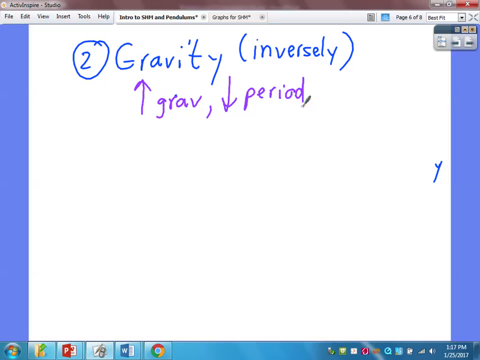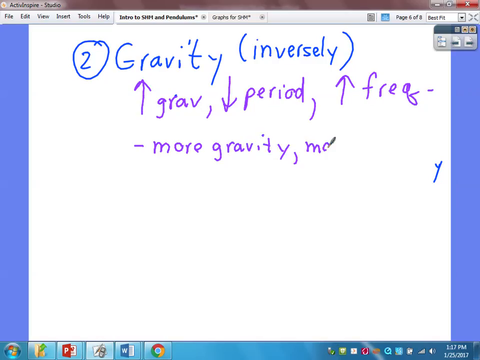So increase gravity means faster pendulum, decrease period, increase frequency. So while length is directly related, gravity is inversely related. I want more gravity. More gravity, more acceleration. Pendulum will have a greater velocity.